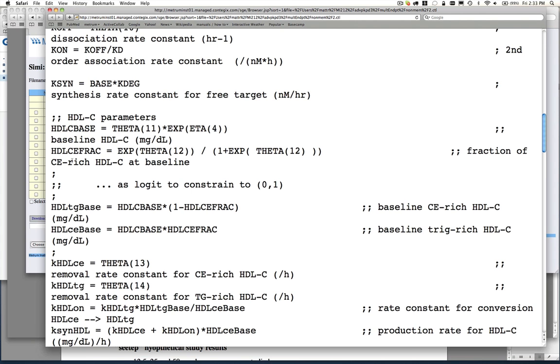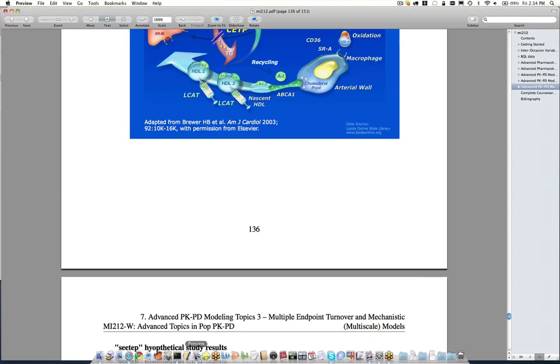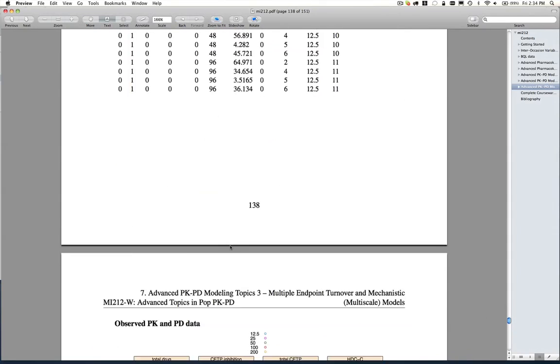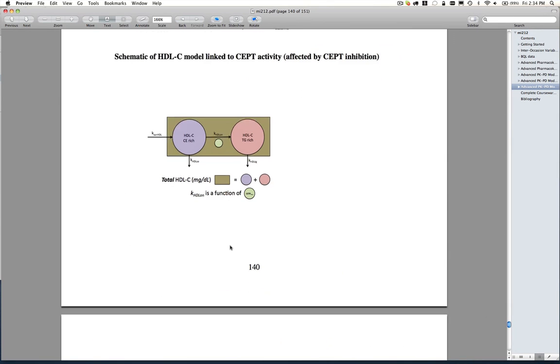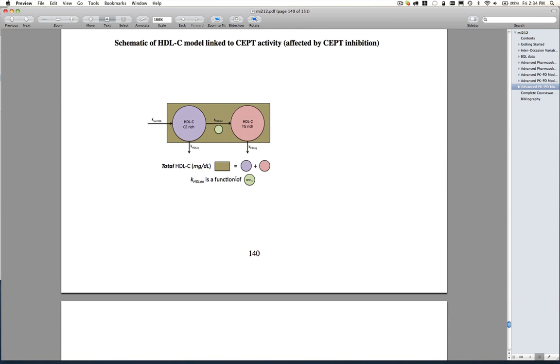Now let me just jump back here to the schematic. So there's amount of cholesterol that's here in the CE rich, and there's an amount that's here in triglyceride rich. And if you recall, one of the assumptions that we usually make during a transit compartment model, because there's no sort of leaking of any of the transit until they get all the way through, you assume that the amount here is equal to the amount here, and then if you had a third compartment, it would be out here as well.